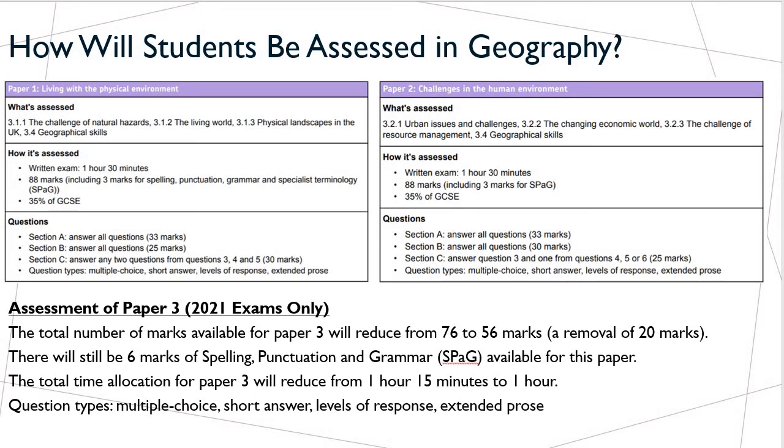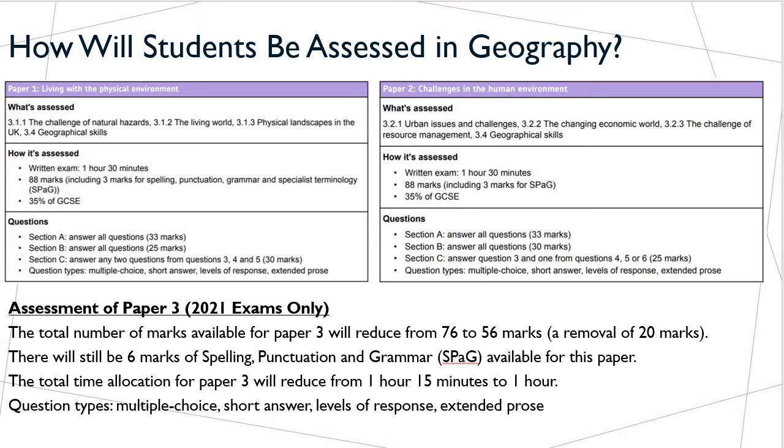Just so you can see how students will be assessed in their geography exam, you can see with Paper 1, so this is the physical environment, you've got your topics here, which we've already talked through on the previous slide. The exam is an hour and a half in total, and it's worth 88 marks. So really, we try and explain to students that you need to be working at around a mark a minute, but obviously you can gain some time, particularly when you're completing the small multiple choice questions, which you can then use on the longer questions.